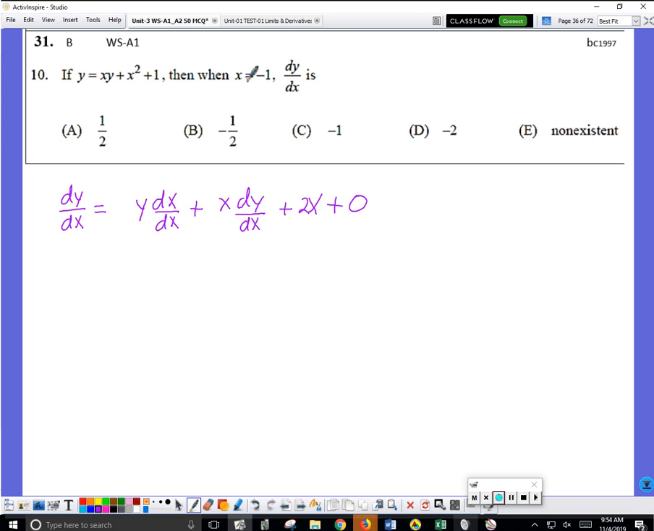So I get to here, and then y prime equals, let's see, that'd be y plus xy prime plus 2x. So I get y prime, subtract xy prime. Factor out the y prime.